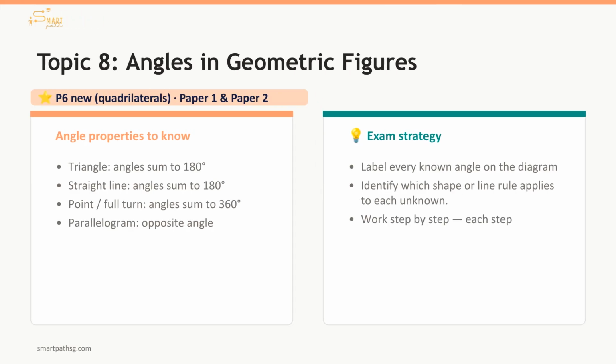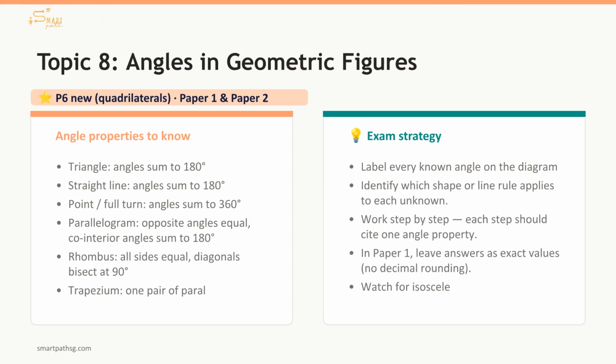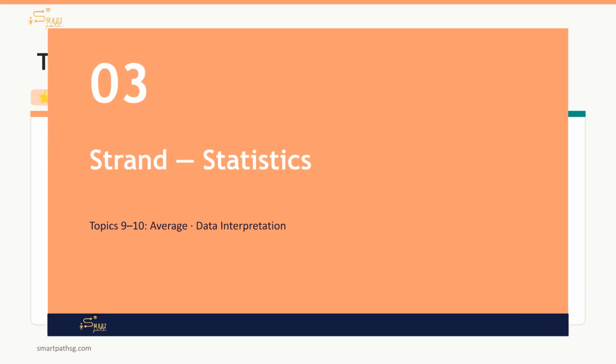Angle problems at P6 now include all special quadrilaterals. Students must know all angle properties for parallelograms, rhombuses, and trapeziums. The exam strategy: label all known angles first, then identify which rule to apply at each step. State the property used for full marks in Paper 2.